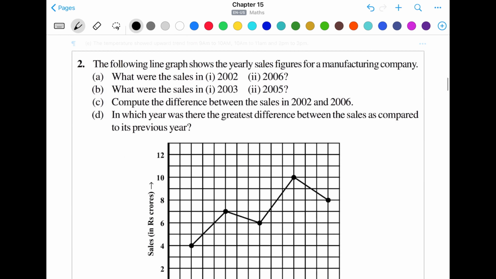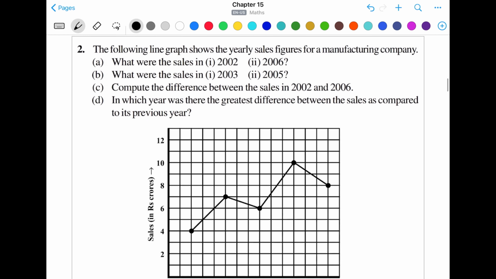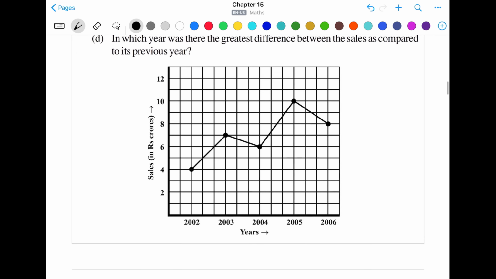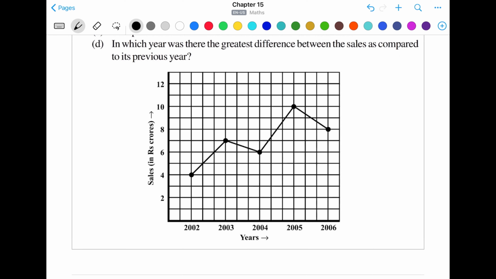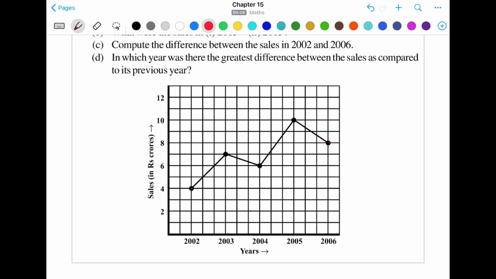Now let's move to the question number 2. We have again a graph given. We have to read the graph and answer the given question. So question is the following line graph showed the yearly sales figure of a manufacturing company. So we have to answer certain questions. First one is what were the sales in 2002 and 2006. In 2002, the sale was this 4 crore. And in 2006 the sale was 8 crore.